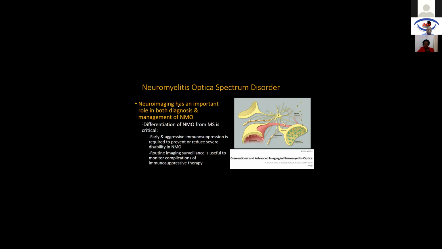Neuroimaging has an important role in both the diagnosis as well as management of NMO, because it helps us in differentiating NMO from MS, which is very critical because early and aggressive immunosuppression is required to prevent or reduce severe disability in NMO, and several speakers have alluded to that. And the routine imaging surveillance is also useful to monitor some of the complications of immunosuppressive therapy.